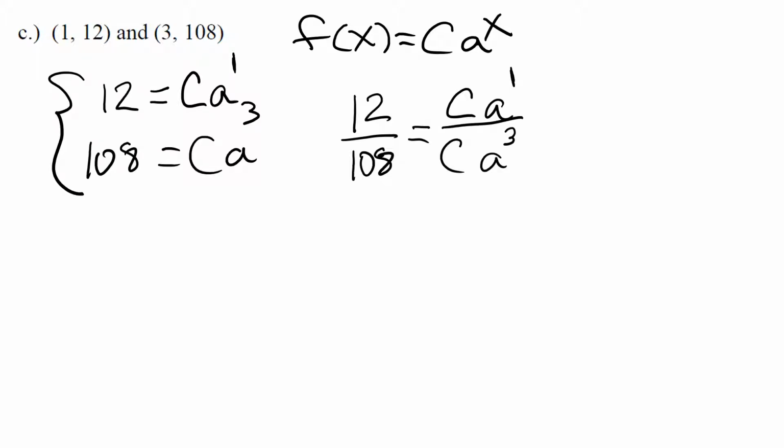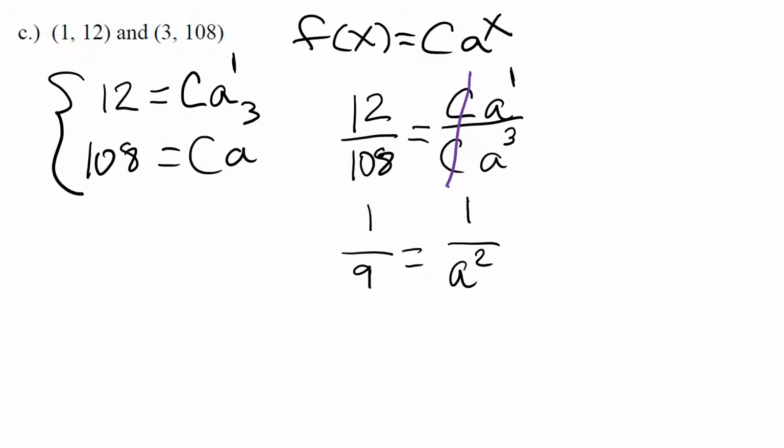And what I hope you notice immediately is that the c's cancel out. That's literally the elimination step, and it makes everything else a lot easier as we go along. So we take the next step, which is 12 divided by 108. That becomes 1 over 9. These c's have dropped, and I have 1a in the numerator, and that cancels with 1a in the denominator. So I have 1/9 equals 1 over a squared.